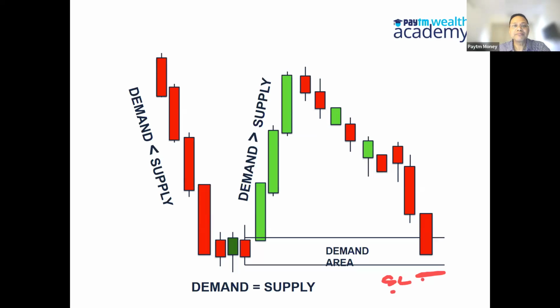As we said, there is no 100% guarantee in the market. So when we say we buy in the demand zone, it does not guarantee that the price is going to go up from here. Only the probability is very high that the price is going to go up. Please understand the difference between probability and absolute surety or guarantee. Here we are talking about probability.